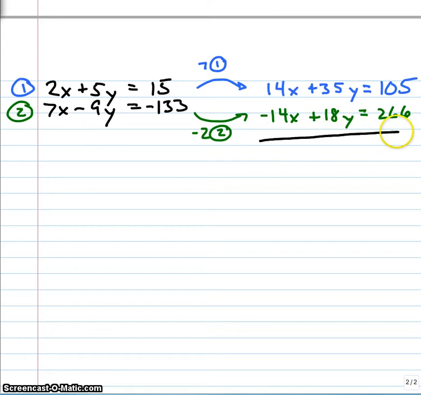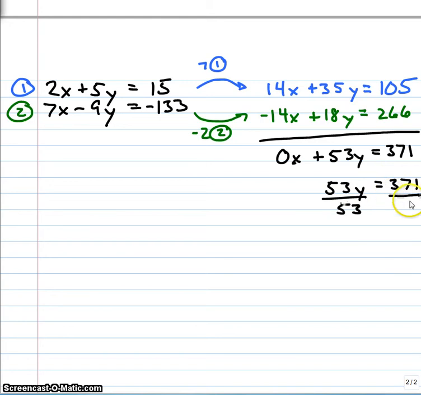Now when I add, these guys are going to add up to 0, so I have 0 x's, and then I have 53y, and that's going to equal 371. Now, these guys don't matter. I have 53y is equal to 371. I divide by 53, I divide by 53, and I get that y is equal to 7.